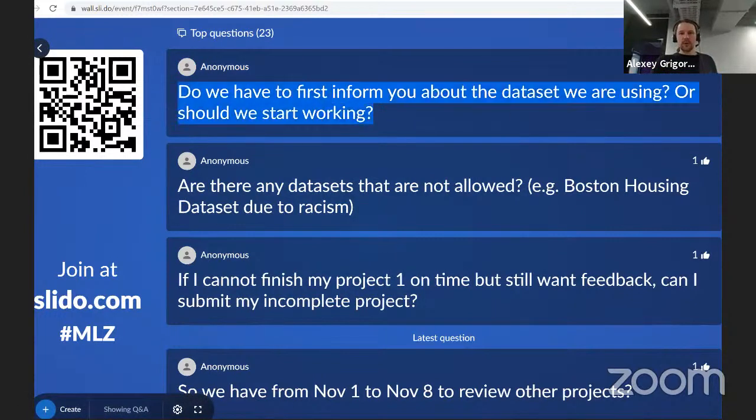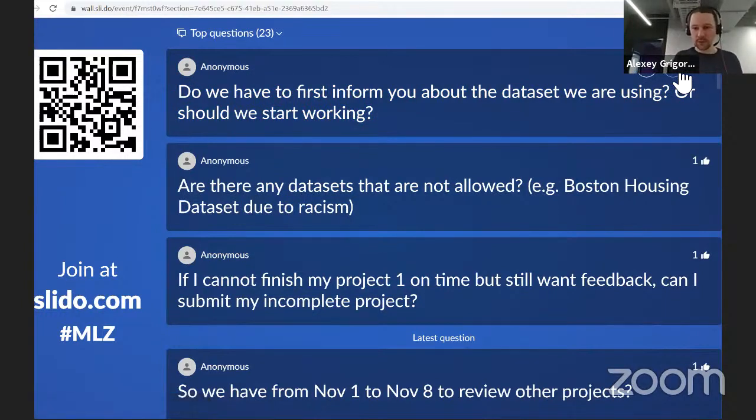Do we have to first inform you about the data set we're using? You can start working. You don't have to inform me, because imagine if everyone starts informing me, I will take a lot of time to answer and I will not finish answering all your questions maybe by 1st of November. So you don't have to inform me. Please write in Slack if you're not sure. If you think this is a good data set, just go ahead and use it.